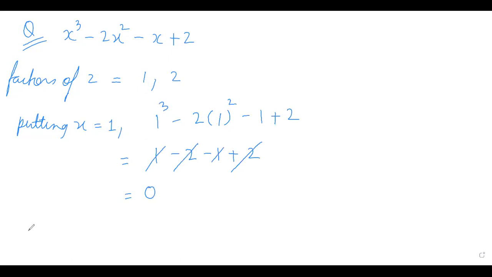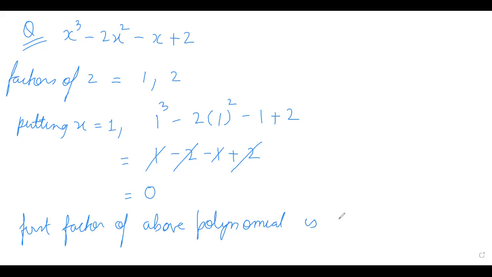What is the first factor? So first factor of above polynomial is x minus 1. x is equal to 1 है तो उसे हम factor में लिखेंगे. So what it becomes? It becomes x minus 1. So this is how we should get first factor. Now I am moving to the next two factors.